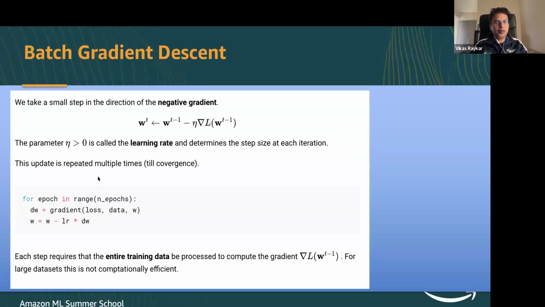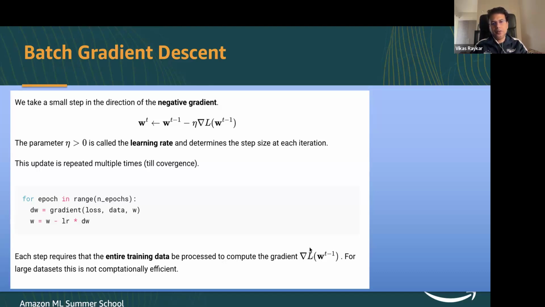Roughly, think of it in terms of the number of epochs. You keep repeating: first you compute the gradient of the loss function over your data set with respect to W, this is your dW, and you update W as W minus the learning rate times dW. So why is this called batch gradient descent? Because at each step you're using your entire training data to compute the gradient.